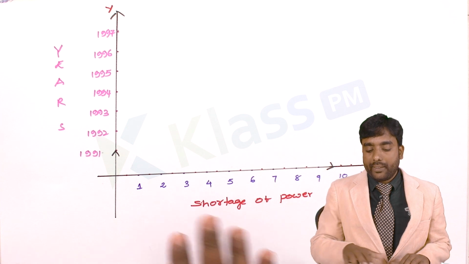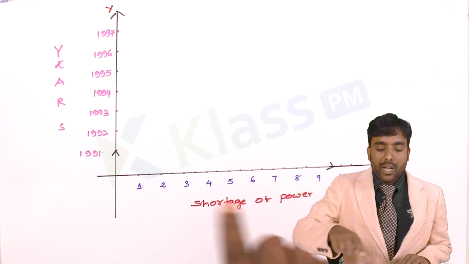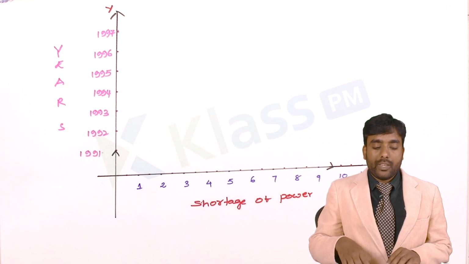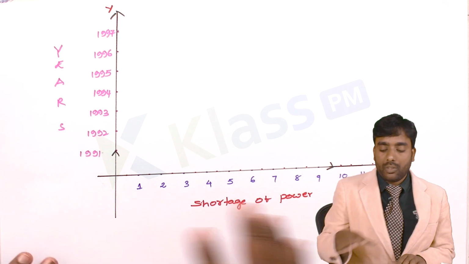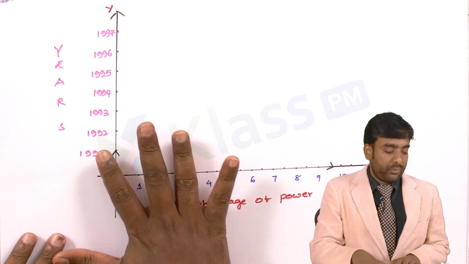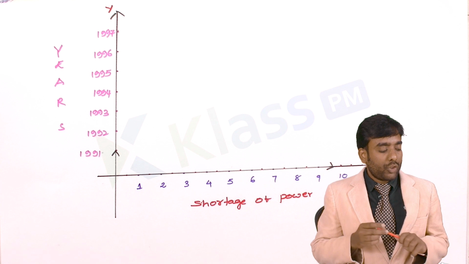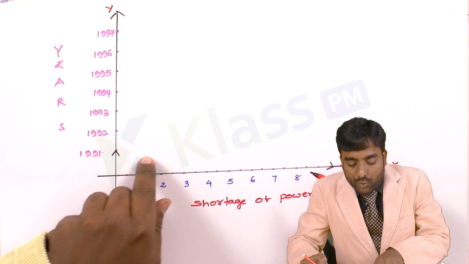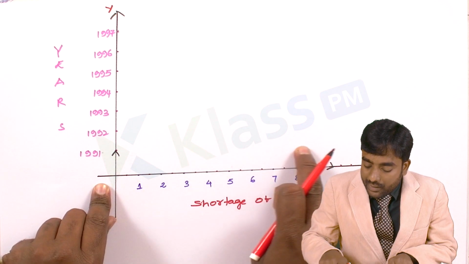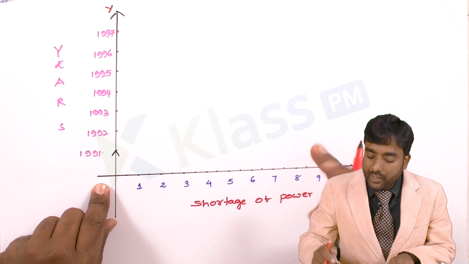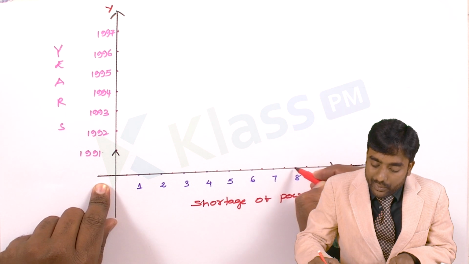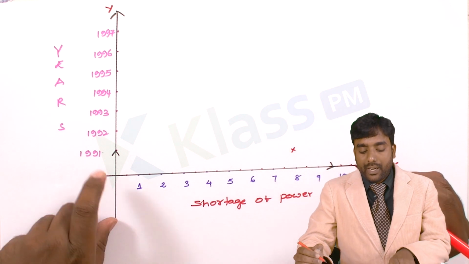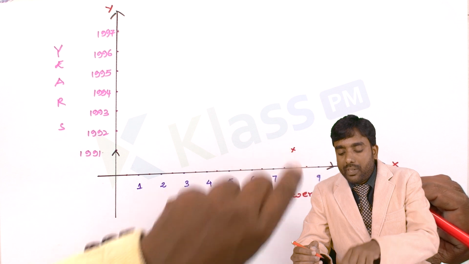We take the shortage of power on the x-axis and the years from 1991 to 1997 on the y-axis. Now we have to plot the given points on this graph. For 1991 the shortage of power is 7.9. Horizontally you can see 1991, and 7.9 comes just before the 8. So here you can mark 1991 with a shortage of power of 7.9.